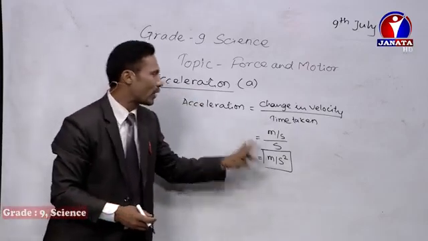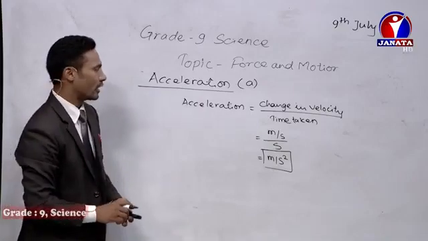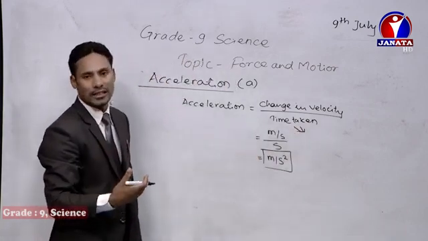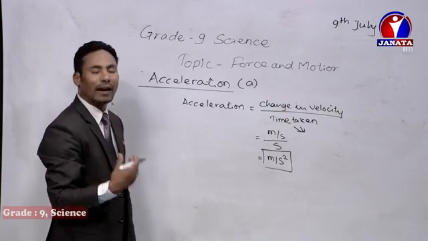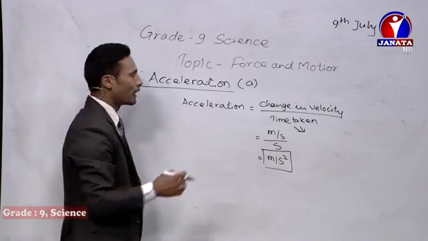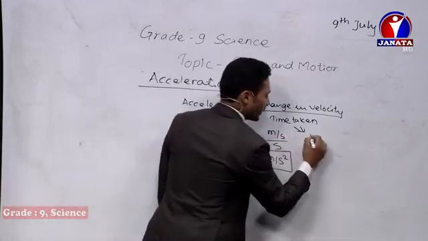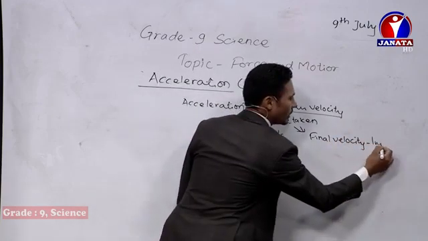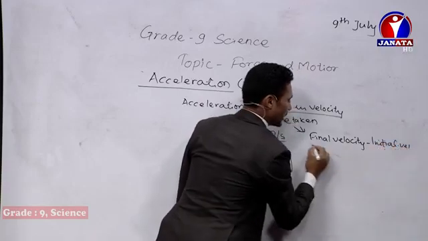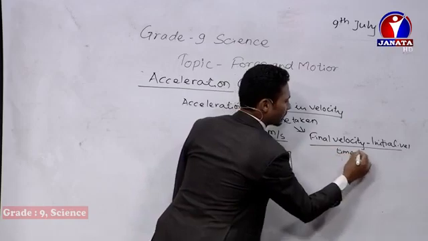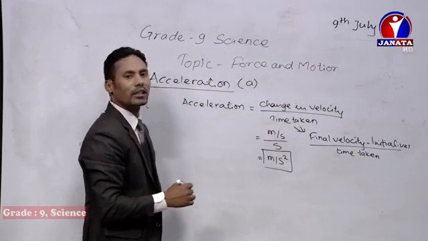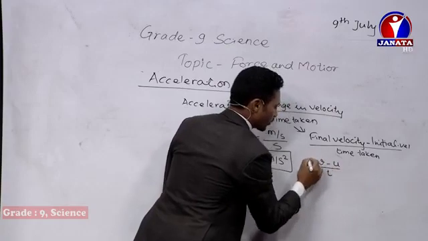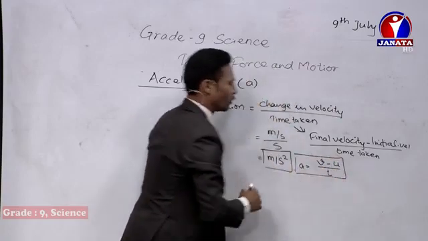Meter per second square is the unit for acceleration. Now let me derive another formula from this one. If two velocities are given, say initial velocity and final velocity, then the change in velocity is the final velocity minus the initial velocity, divided by the time taken. The final velocity is represented by v and the initial velocity by u, so the acceleration formula is v minus u by t.